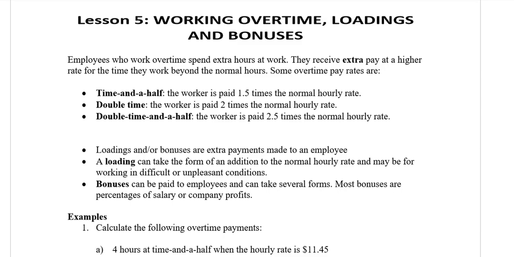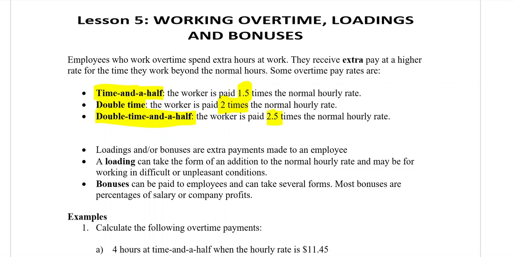Some types of overtime rates include what's called time and a half. Now, time and a half is the same as saying 1.5 times the normal hourly rate. So if you got paid $20, half of 20 is 10. If you add that on, you get paid $30. 1.5 times, $30 per hour. If you get double time, then that's 2 times. You double your hourly rate of pay. Double time and a half means 2.5 times your normal hourly rate of pay.